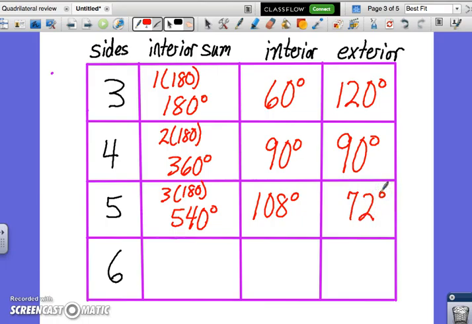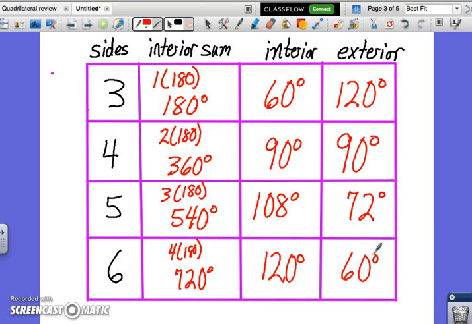So here we go, six-sided. Well, that's going to be 4 times 180. So that means it's 720 degrees. 720 degrees divided by 6 means each interior angle is 120 degrees. We want to find the exterior. It's 360 divided by 6, so that's 60 degrees.